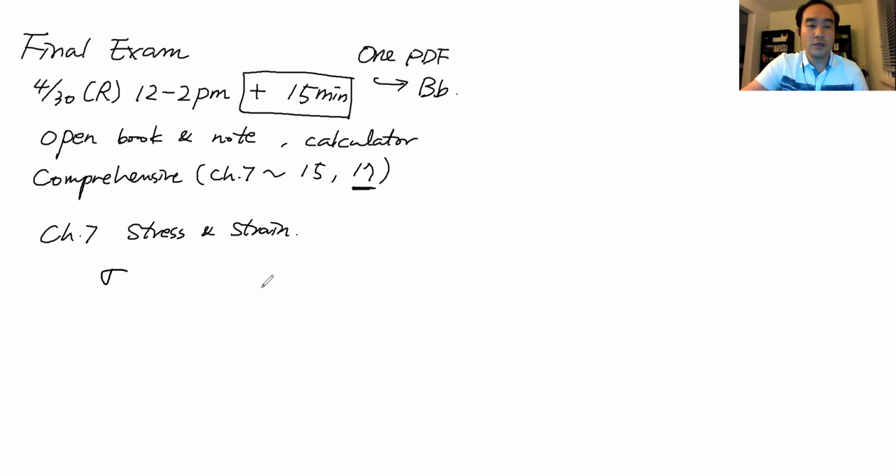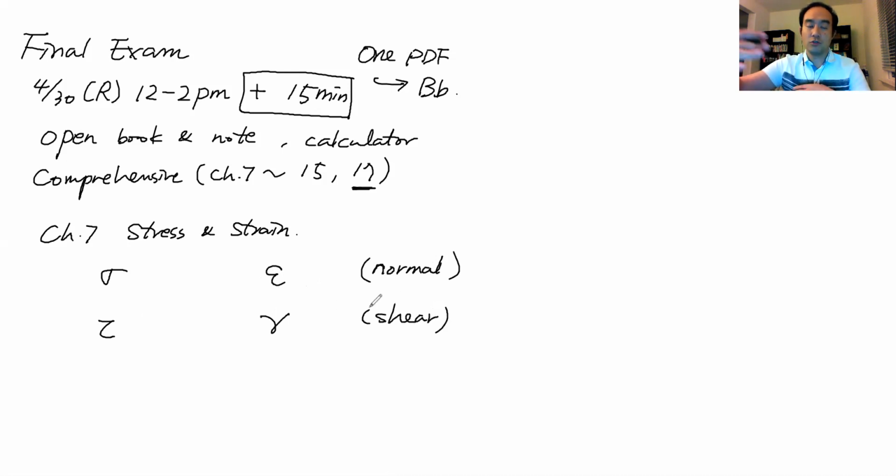We use sigma and epsilon for normal stress and normal strain, and tau and gamma for shear stress and shear strain. So this is the normal stress and strain, and this is for shear stress and strain. How can we differentiate normal stress and strain versus shear stress and strain? It depends on the direction of load. Normal means perpendicular to the cross section. Shear means parallel to the cross section, okay?